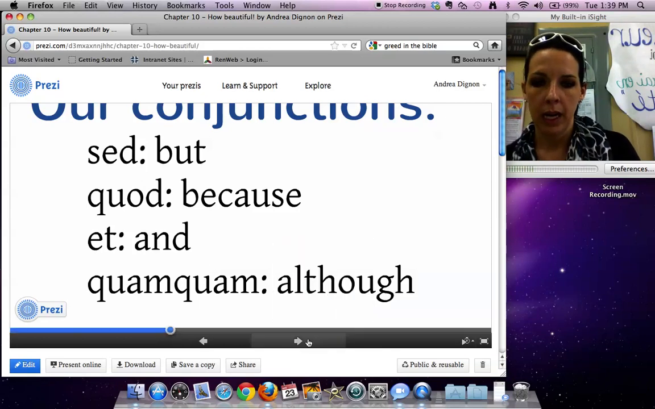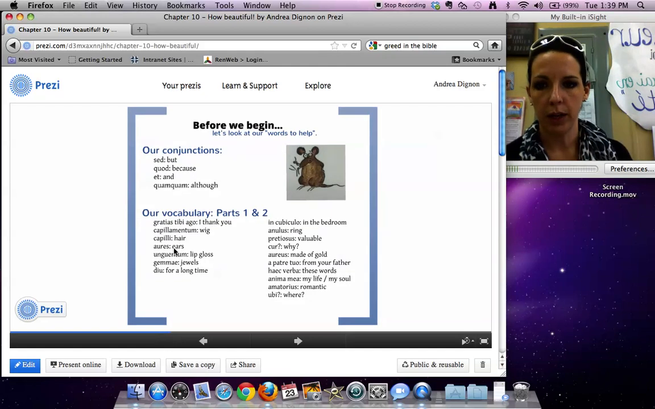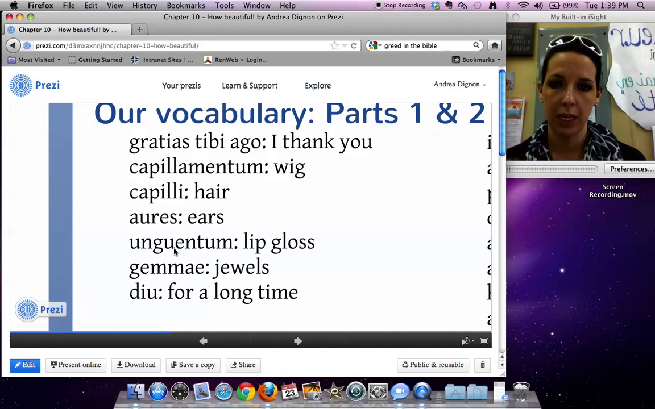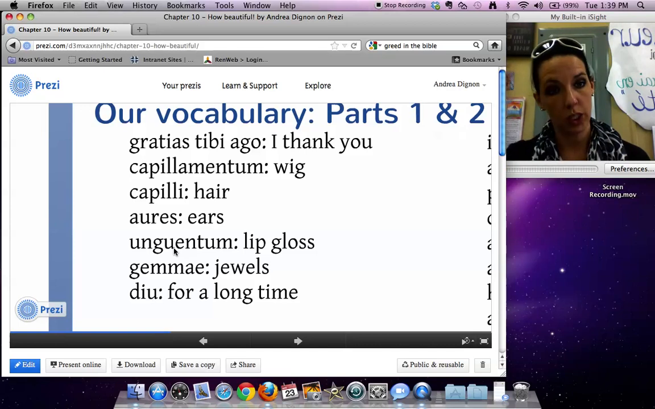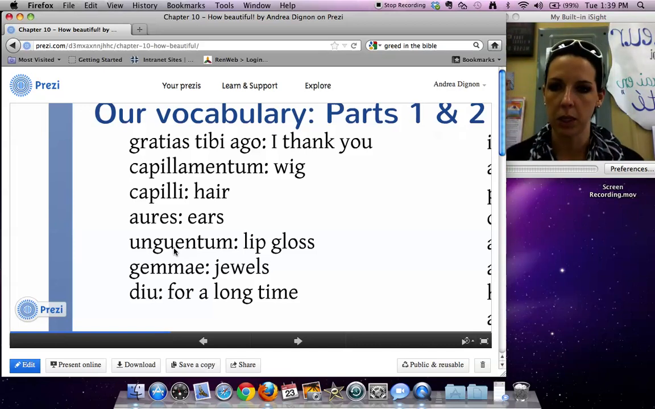Okay, let's go straight over to the vocabulary from part 1. The first vocabulary words, a lot of these we've already seen before. Gratias tibi ago, which means thank you. Capillamentum, which is wig. Capilli, which is hairs, which apparently are sticking out of my head right now, which is why I have the sunglasses on. Aures, which is ears. Unguentum, which is lip gloss.